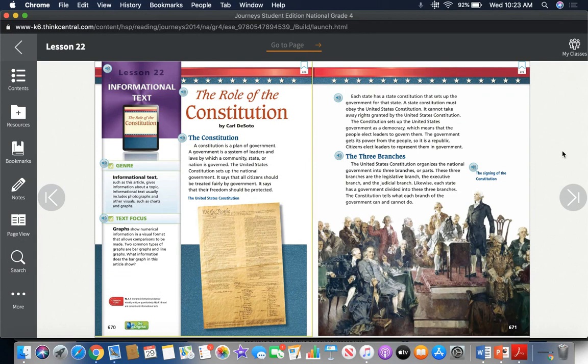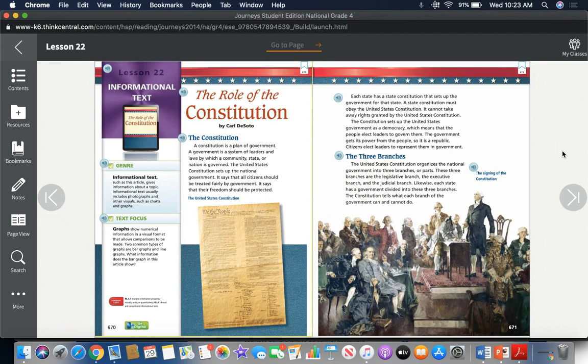The Constitution is a plan of government. A government is a system of leaders and laws by which a community, state, or nation is governed. The United States Constitution sets up the national government. It says that all citizens should be treated fairly by government. It says that their freedom should be protected.